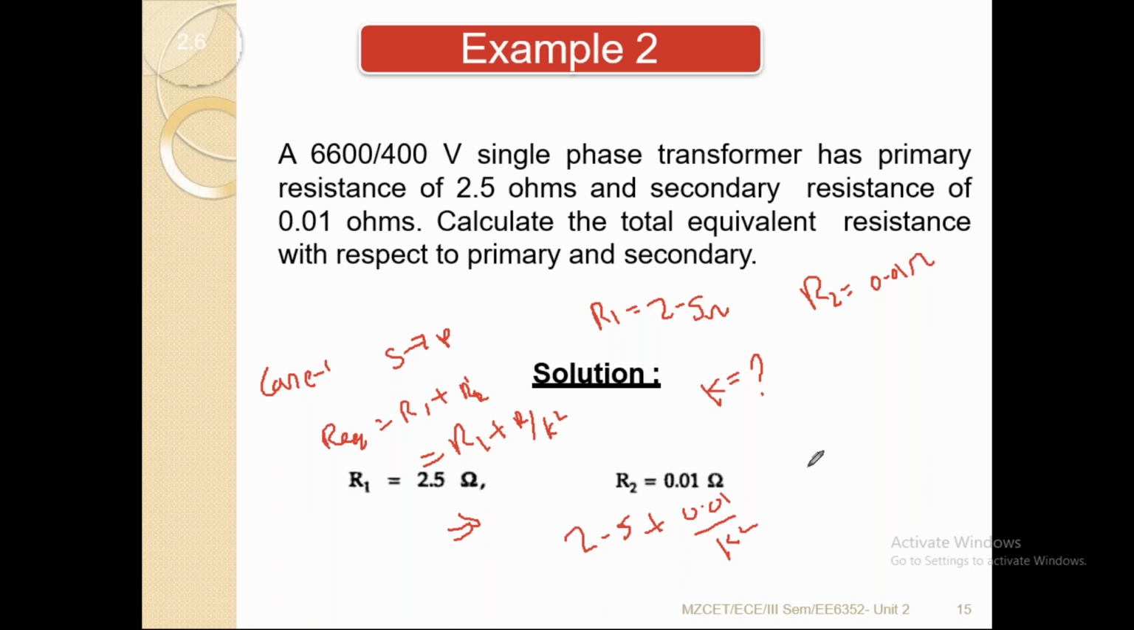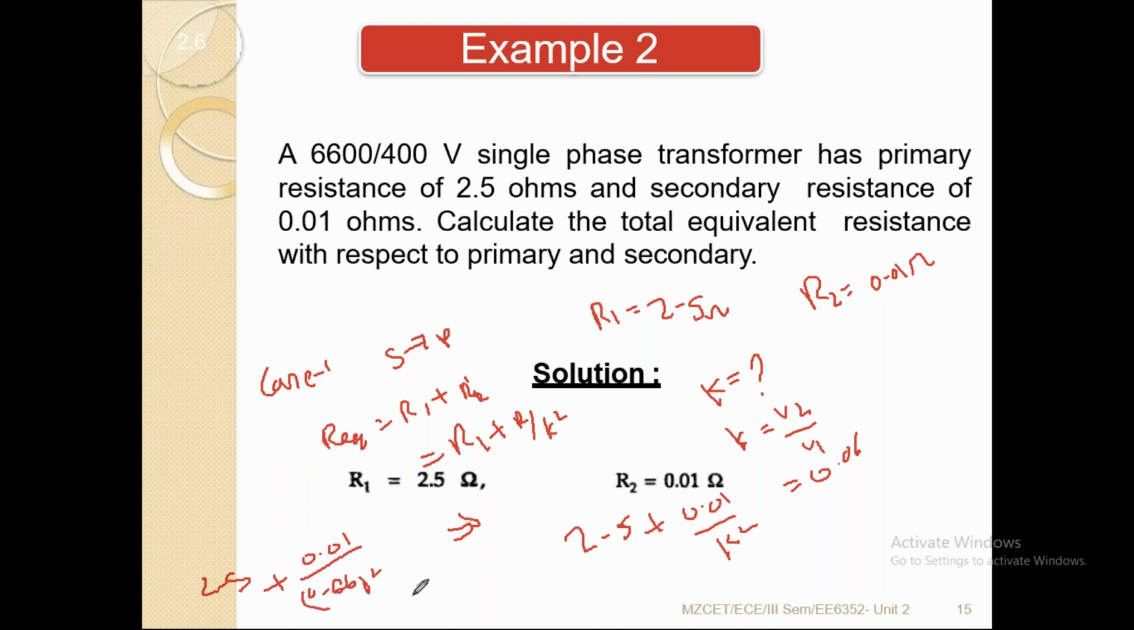What is the value of K? So here K value is given by V2 divided by V1, right? V2 divided by V1 means 400 divided by 6600. So you will get K value is 0.06. It's right, and its value is 2.5 plus 0.01 divided by 0.06 whole square.